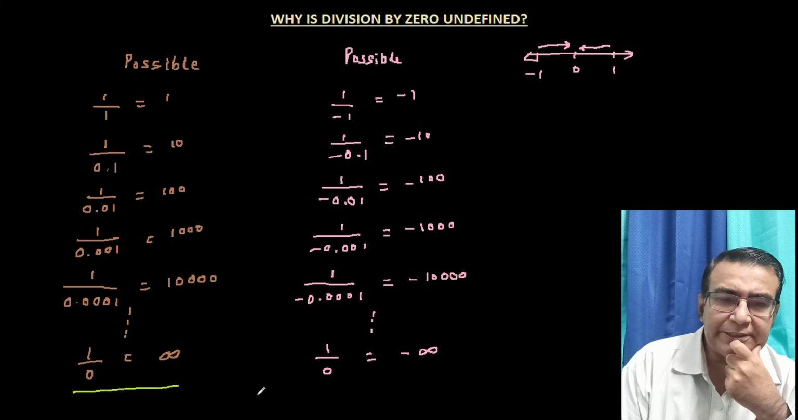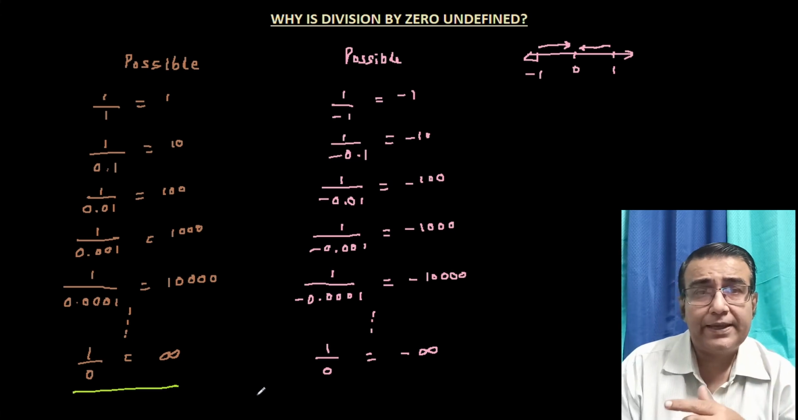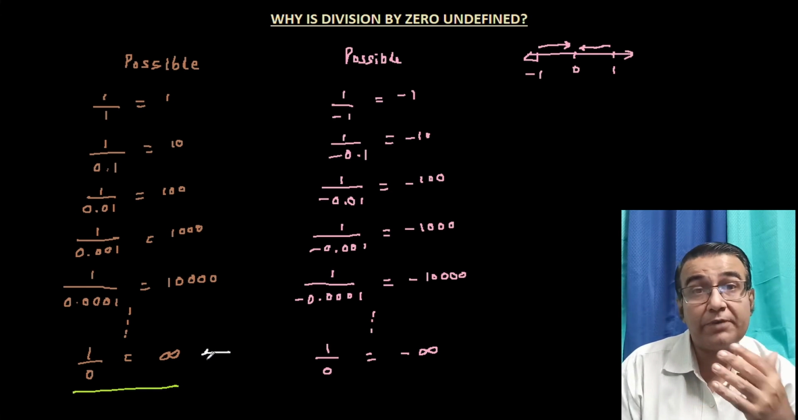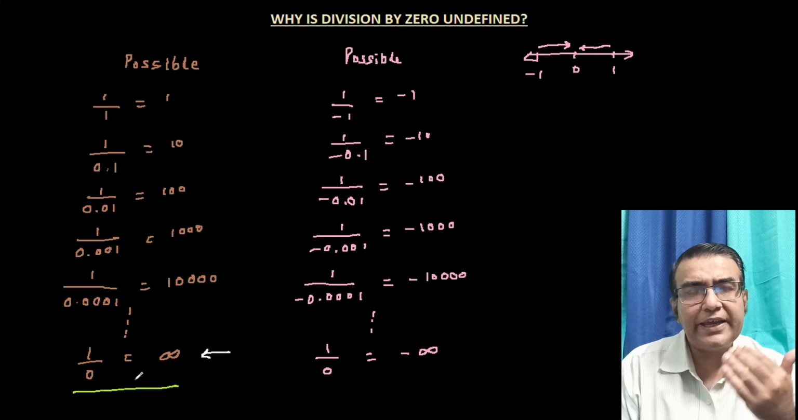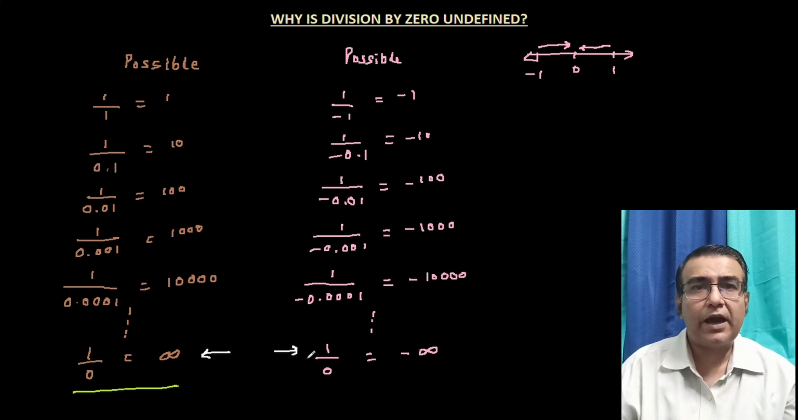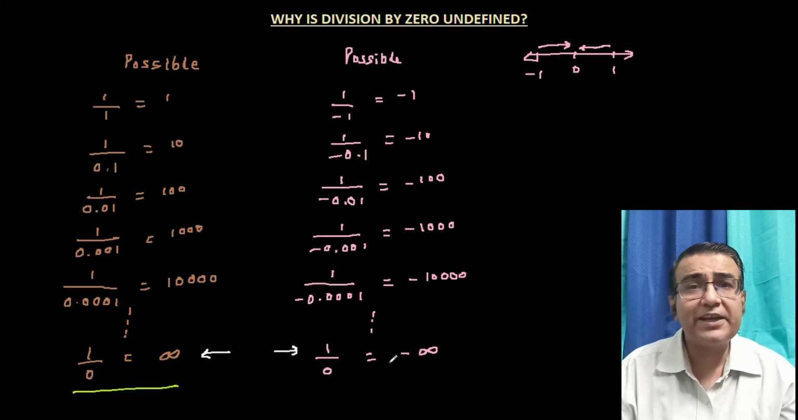Does that stand to logic? That in the first case, when I divided by 0, I got positive infinity. In the second case, when I'm again dividing by 0, I get negative infinity. My logic goes for a toss. I don't know what to do. How can I divide by the same number and get two completely different results.